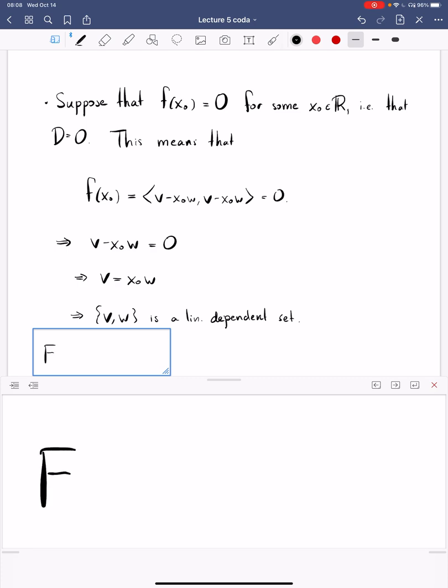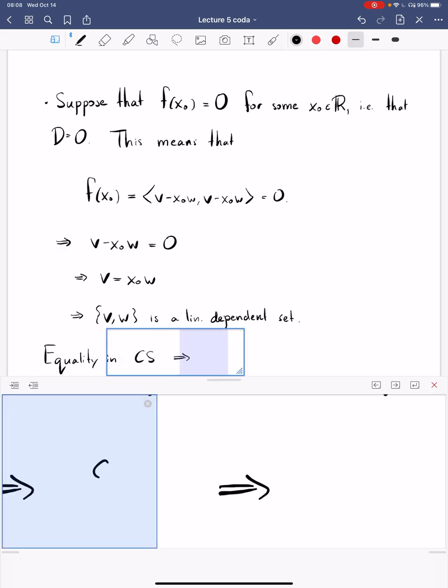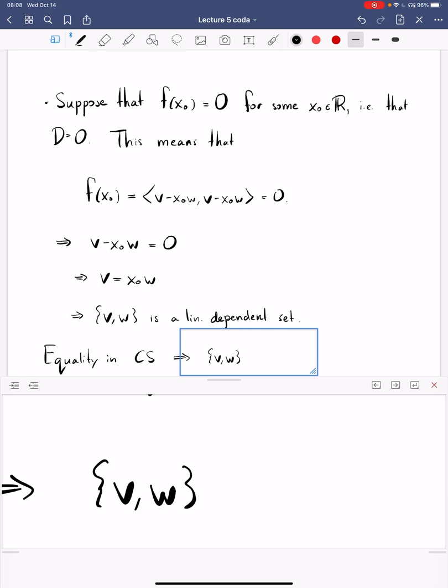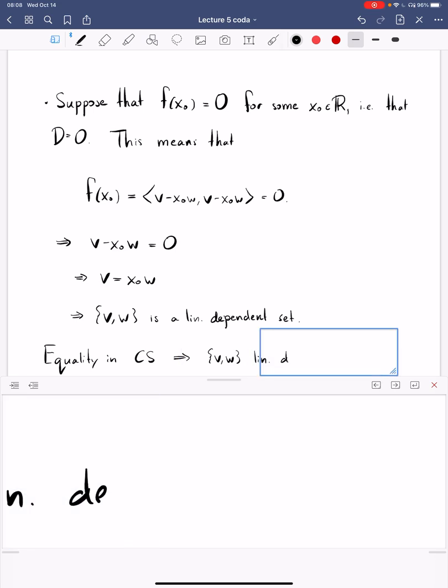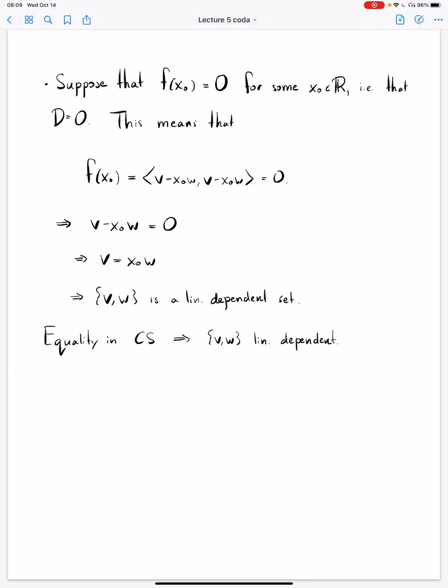All right, so we've just shown that equality in Cauchy-Schwarz implies v, w linearly dependent. Okay, so if you put those pieces together and write them up maybe in a little more clear and formal way, you will have yourself a solution to the Cauchy-Schwarz problem on problem set 2. All right, and so that's how that works.